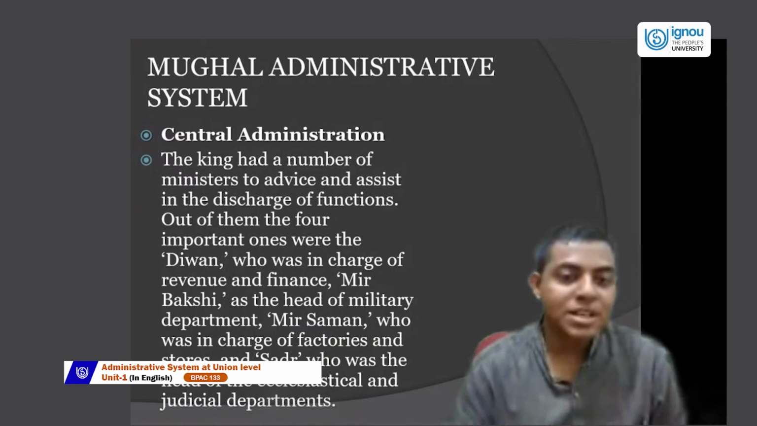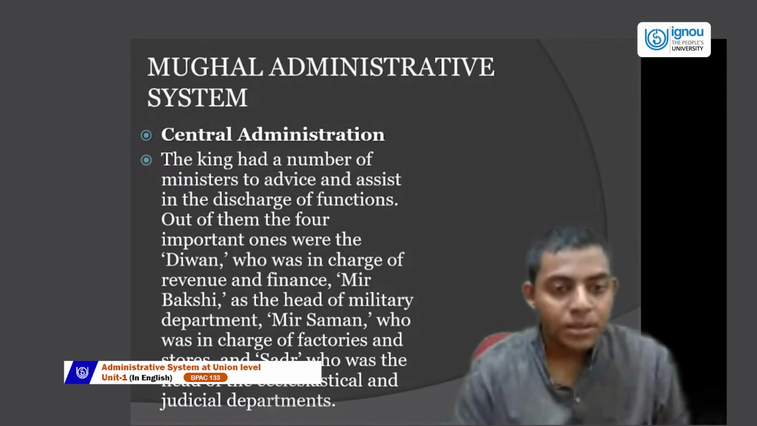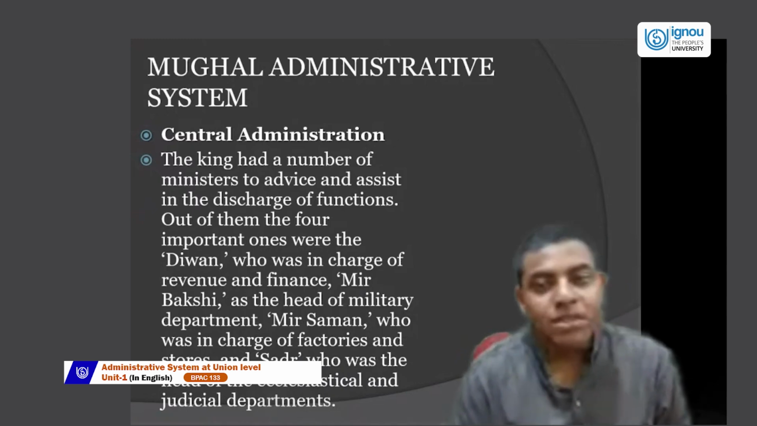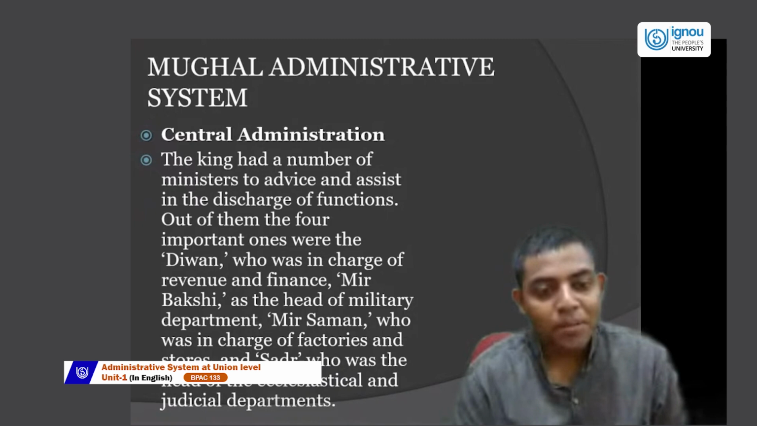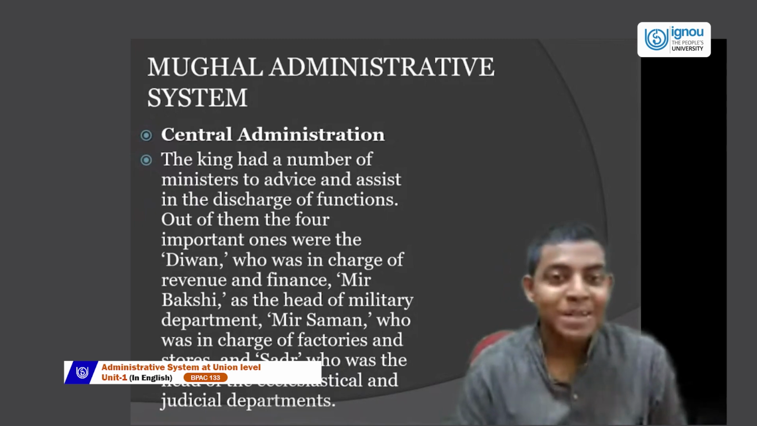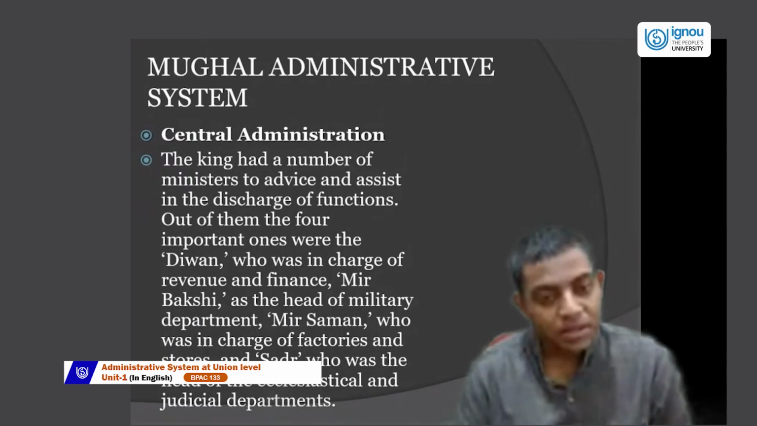Let us first discuss their central administration. So here also monarchy was the institution of government under the Mughals. The king had a number of ministers to assist and advise him and to help him discharge his functions.